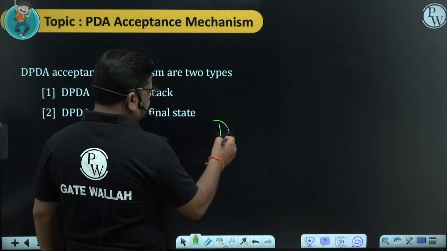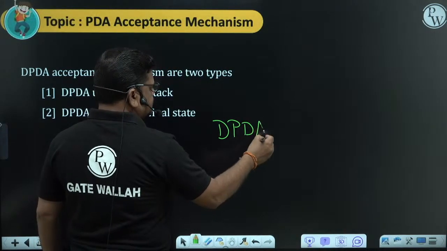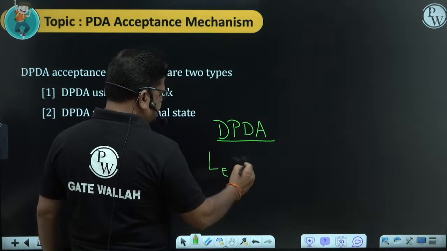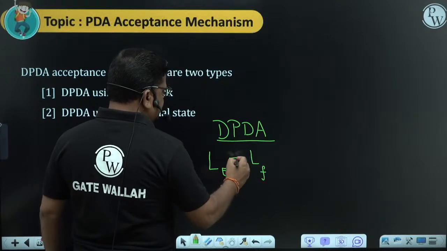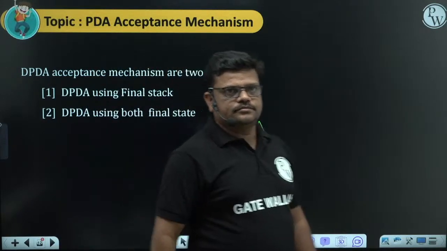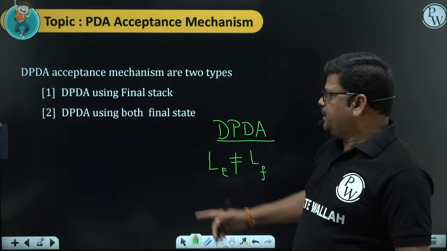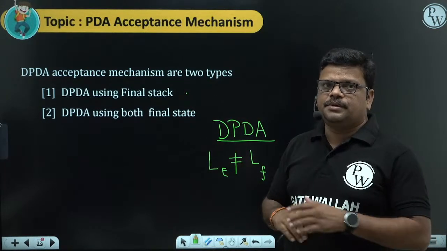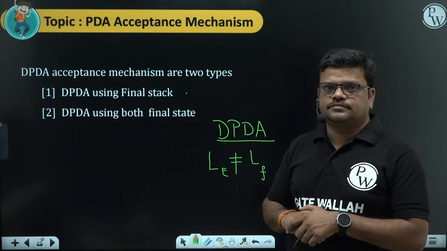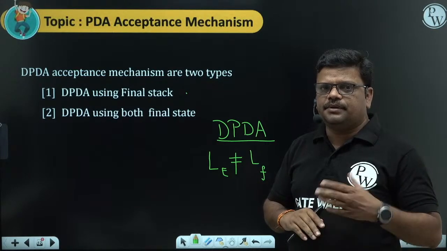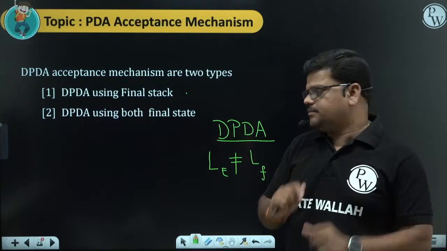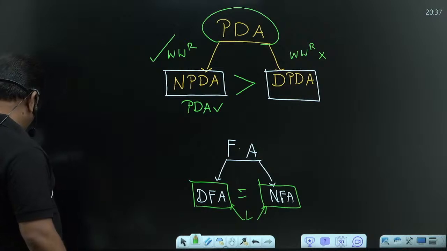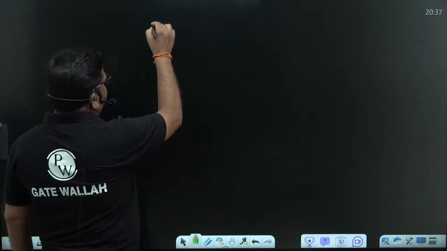So in DPDA, the language accepted by empty stack and the language accepted by final state are not the same, not equal. DPDA using final state and DPDA using empty stack are not the same here. There are some languages accepted by empty stack that are not accepted by final state, right? What then, is there any limitation? Limitation of PDA?